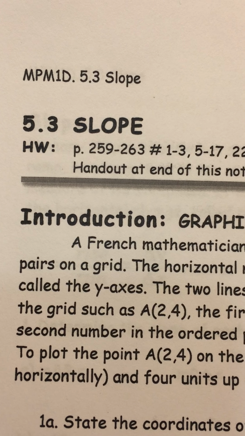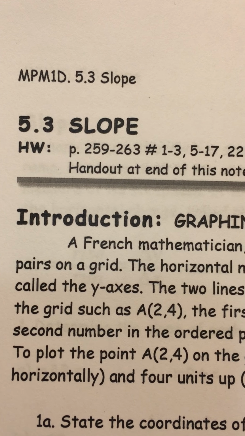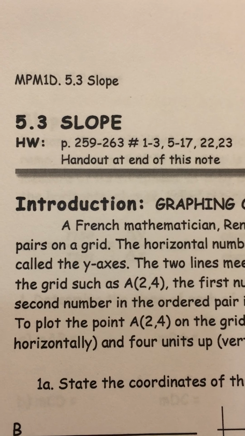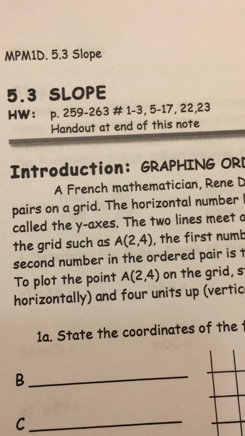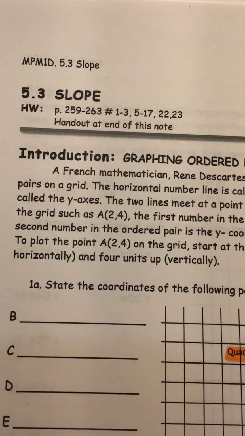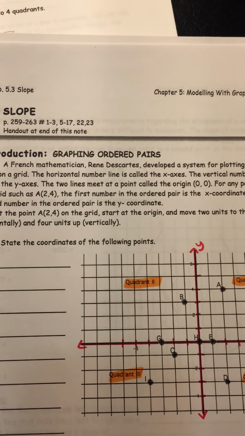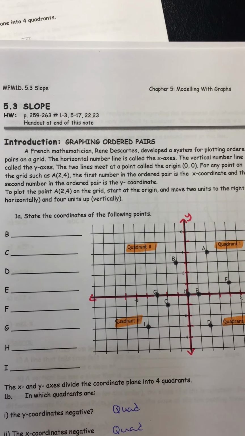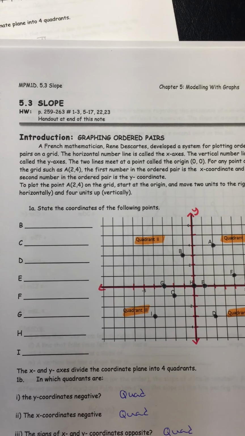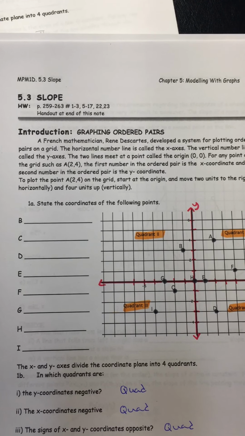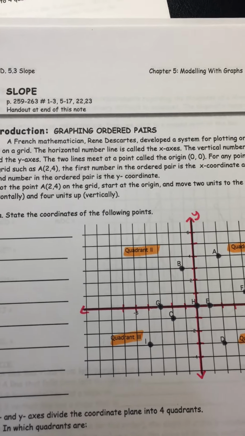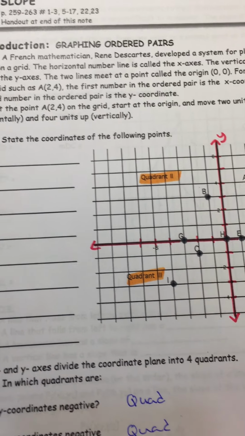We're working on Chapter 5 of the Grade 9 Academic Math Curriculum. 5.3, Slope. We're going to introduce it, and you can read this on your own. I'm going to give you a chance to read it. Remember, you can download this handout from the description part of the video. I'm not going to read it to you. You can read it, and I'm just going to describe what's going on.